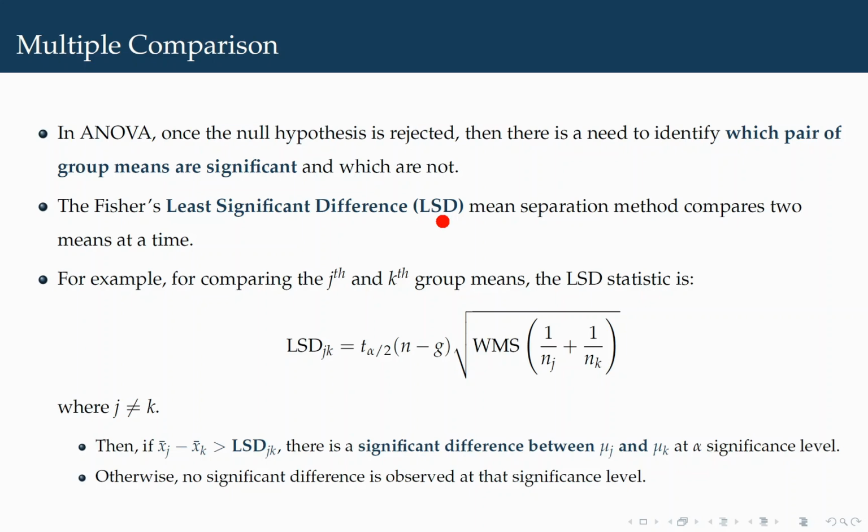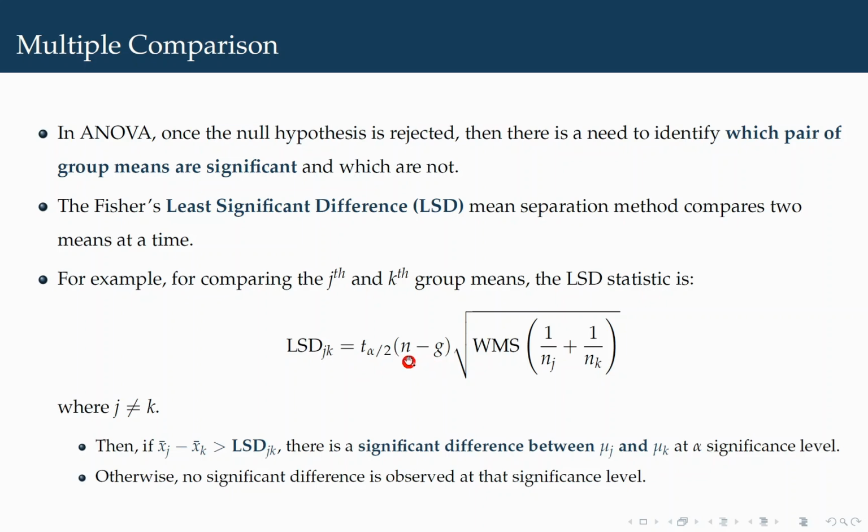This LSD method, or least significant difference method, compares two means at a time. So for example, to compare the J's and the K's group means, the LSD test statistic is t alpha over 2 with n minus g degrees of freedom. t is the statistical t distribution, alpha is the level of significance.